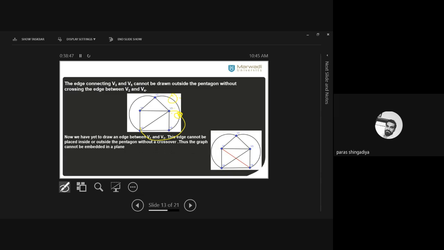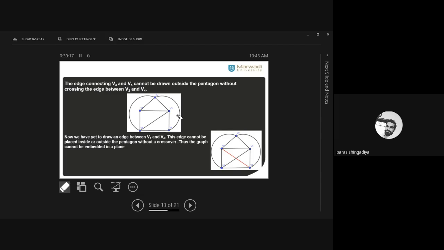Now we have yet to draw the connection between V1 and V4. This connection is still remaining, and this edge cannot be placed inside or outside the pentagon without crossing an edge. Inside as well as outside, it's not possible to draw without crossover.